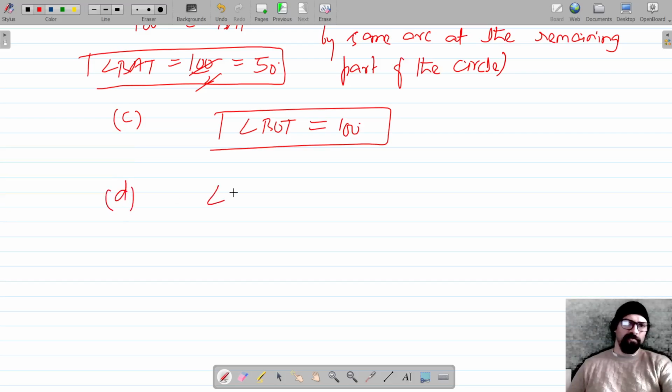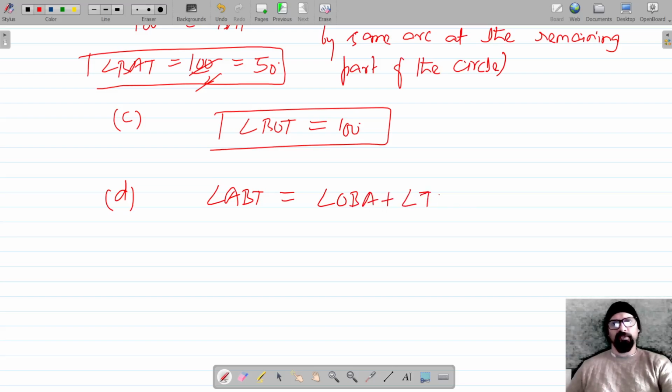So D, which is angle ABT, is the sum of angle OBA plus angle TBO. Now OBA is given, which is 45 degrees, and TBO we have already got, which was 40 degrees. So this is equal to 85 degrees. So angle ABT is 85 degrees. So we got all the angles, and let's move on to the next question.